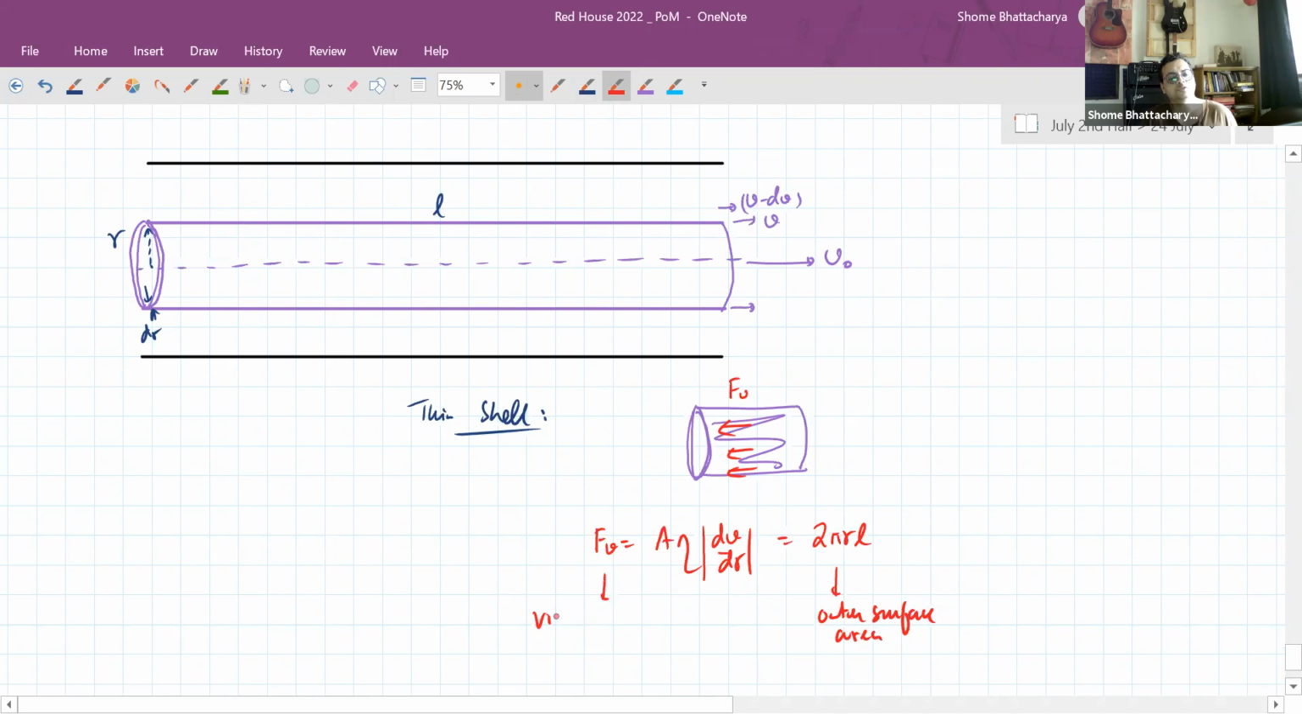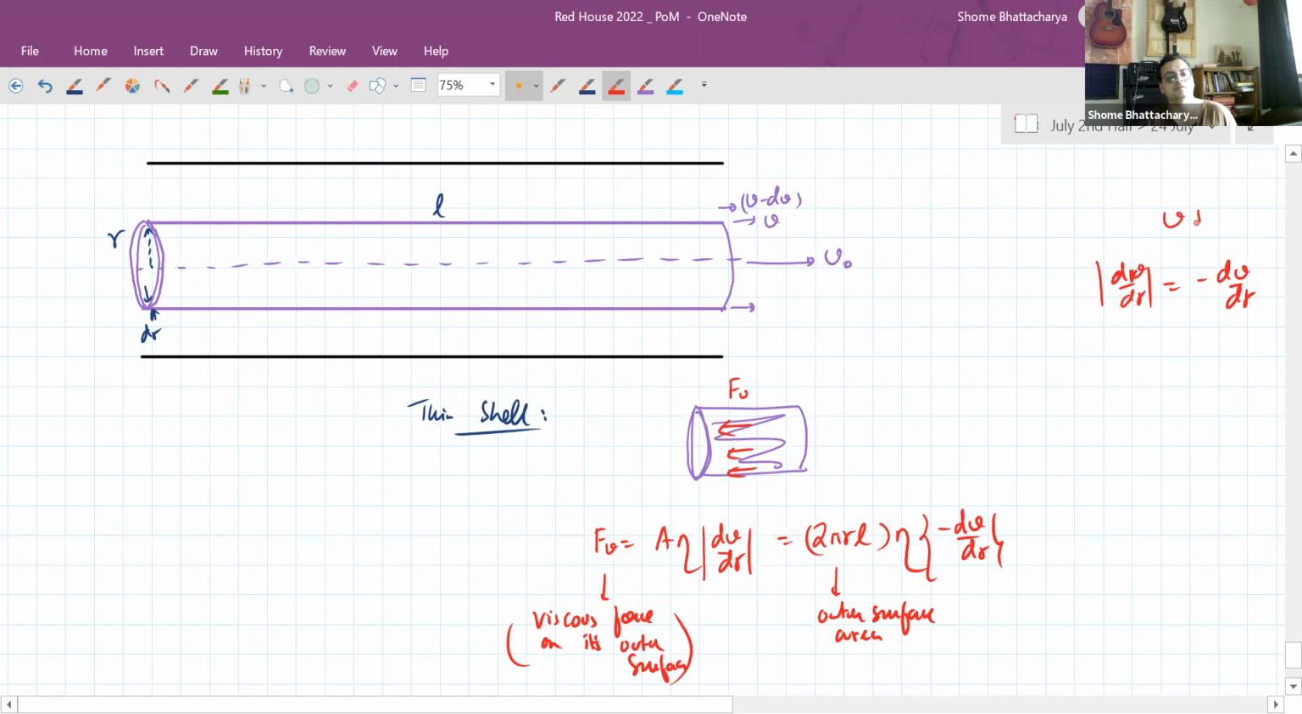This is the viscous force or the drag force on its outer surface. So surface area into coefficient of viscosity into the velocity gradient. Because we're taking the mod, we'll have to write it as minus dV by dr, because the velocity is actually decreasing with r. Okay. So this will be the viscous force.